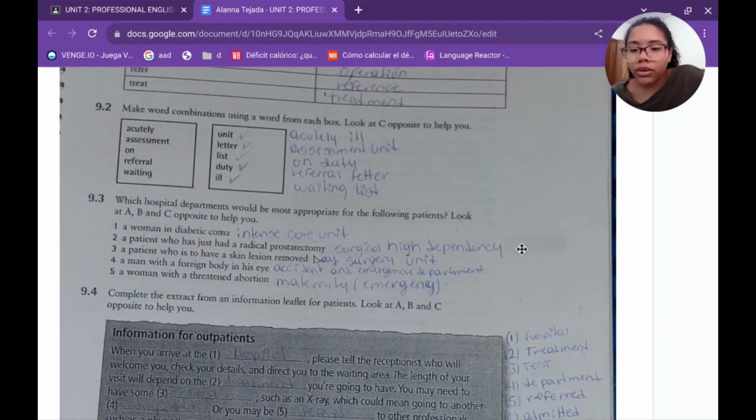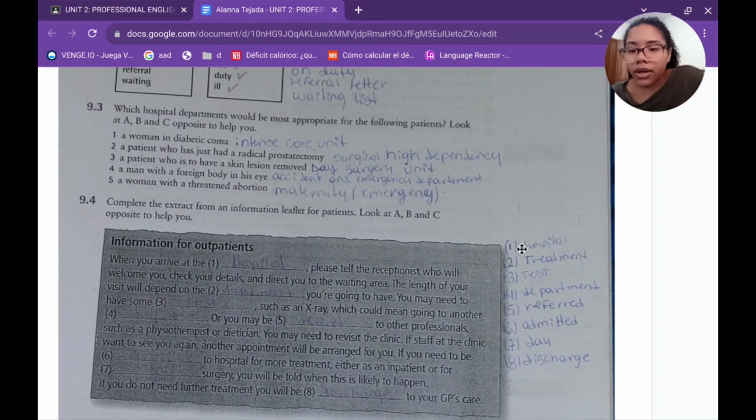Which hospital department would be most appropriate for the following patients? Look at A, B, and C opposite to help you. A woman in diabetic coma: intensive care unit. A patient who has just had a radical prostatectomy: surgical high dependency. A patient who is to have a skin lesion removed: day surgery unit. A man with a foreign body in his eye: accident and emergency department. A woman with a threatened abortion: maternity emergency.